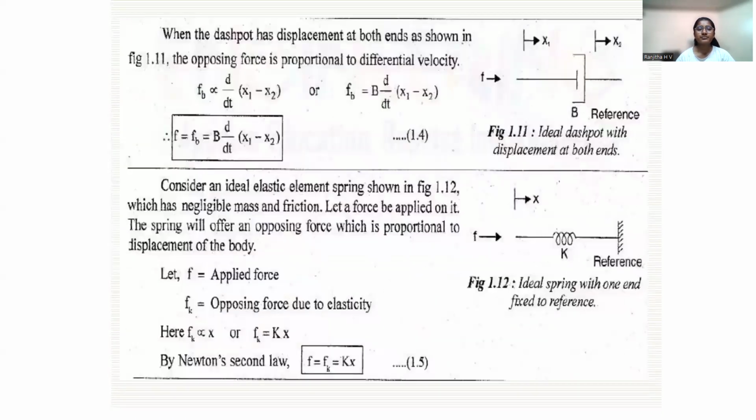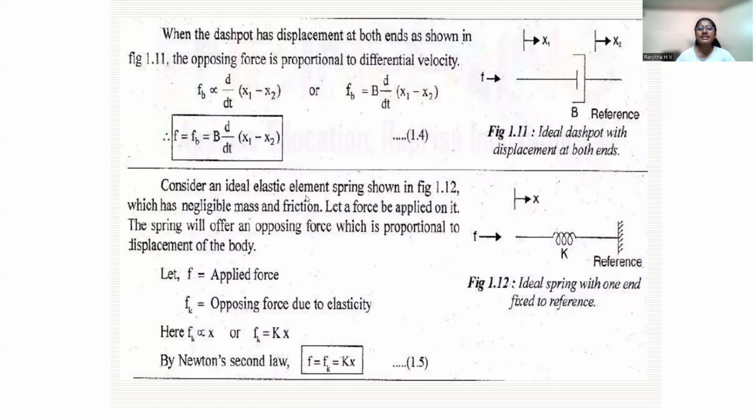Next, when the dashpot has displacement at both ends, the opposing force is proportional to the differential velocity. That is, Fb is proportional to d by dt into x1 minus x2, or Fb is equal to B into d by dt into x1 minus x2. Here, for the ideal dashpot with a displacement at both the ends, we get Fb is equal to B into d by dt into x1 minus x2.